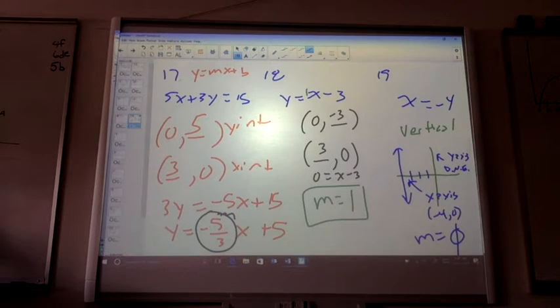20 and 21 you can cross off. You won't see on the test. 22 you will not see on the test. It should be on page 87. So if you have page 87, get that out. That's where we're at now.